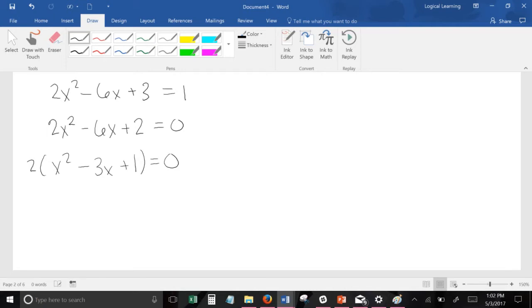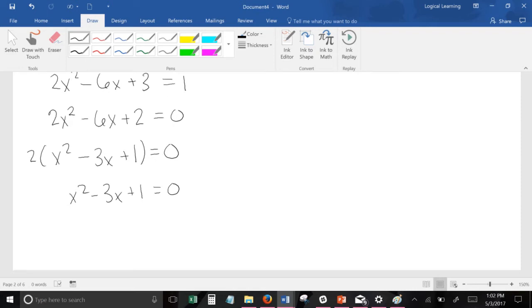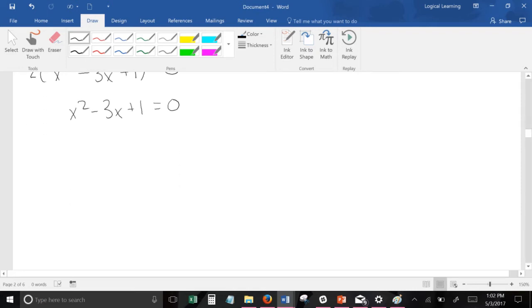Now by the zero product property, we have 2 equals 0, or x squared minus 3x plus 1 equals 0. Clearly 2 doesn't equal 0, so we know that this means x squared minus 3x plus 1 equals 0. You could also divide each side by 2, and 0 divided by 2 is still 0. So either way, we get to this point. Now at this point, we could use a ton of different methods. It's not easily factored, so that's not one of the methods. But we could use the quadratic formula, or we could use complete the square to continue from here.